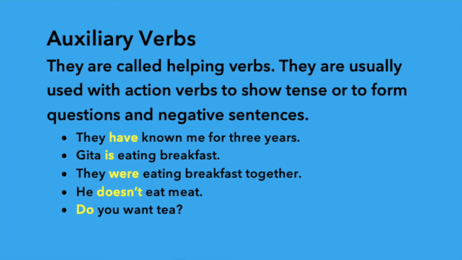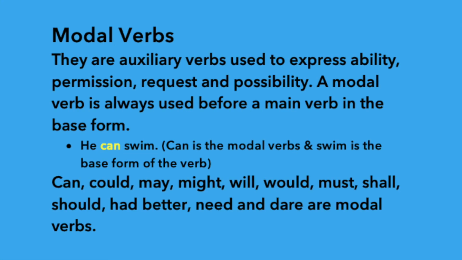The auxiliary verbs are is, are, am, was, were, has, have, had, do, does, did, shall, should, can, could, will, would, may, might, has, have, had, etc. Now, let's get into the topic modal verbs. They are auxiliary verbs used to express ability, permission, request, and possibility. A modal verb is always used before a main verb in the base form. Can, could, may, might, will, would, must, shall, should, had better, need, and dare are modal verbs.